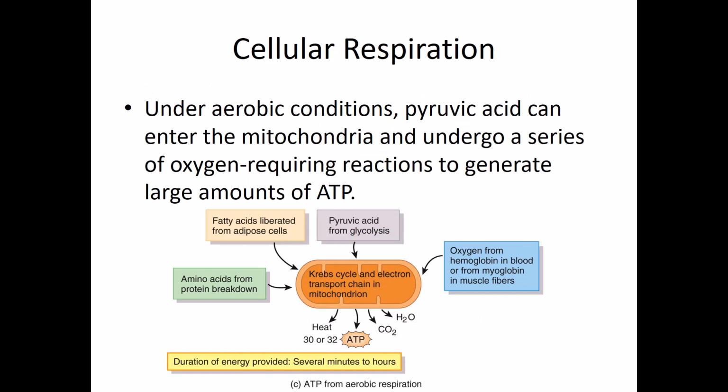Over 2 minutes, your cell will use cellular respiration, which has to use oxygen in the mitochondria because oxygen is the final acceptor of electrons in the electron transport chain. So you can use amino acids, fatty acids, pyruvic acid from glycolysis, glucose, all of those, and you can make ATP from these. And you can make the most ATP by this process, oxidative phosphorylation, which is using the electron transport chain. But you must have oxygen, and this is called aerobic cellular respiration because it uses oxygen.